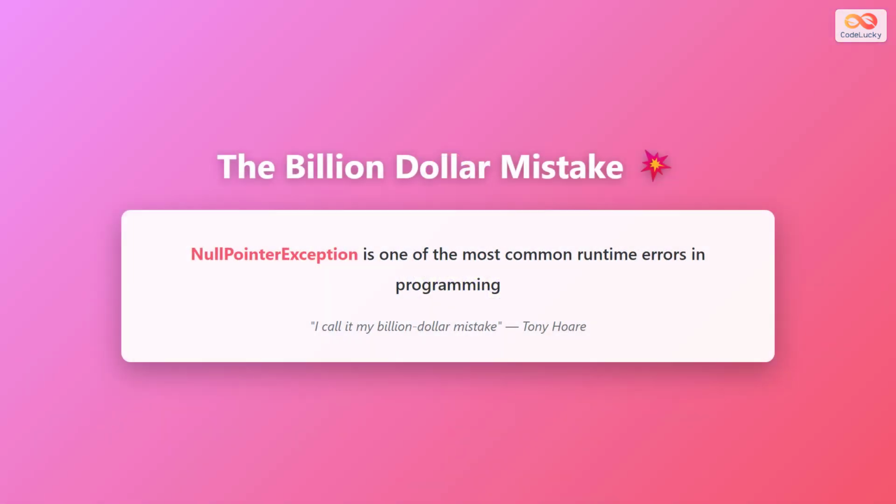Before we dive into Kotlin's solution, let's understand the problem. NullPointerException is one of the most common runtime errors in programming. In fact, Tony Hoare, the inventor of null references, famously called it his billion-dollar mistake. These errors occur when you try to access properties or methods on an object that doesn't exist, causing your application to crash unexpectedly.